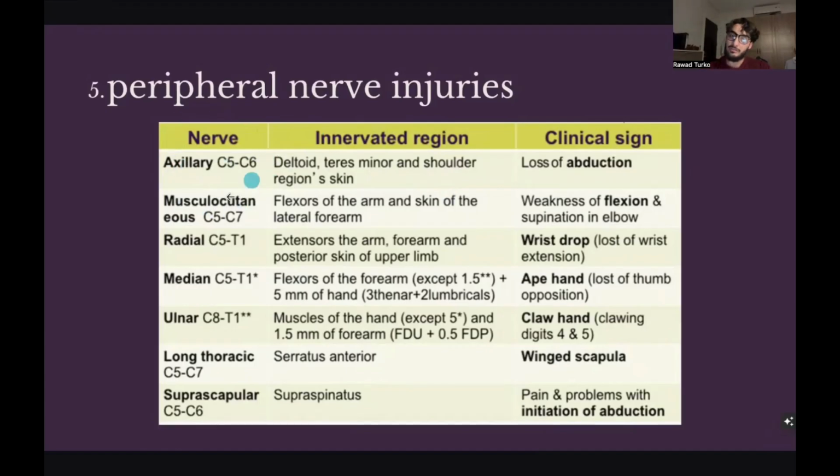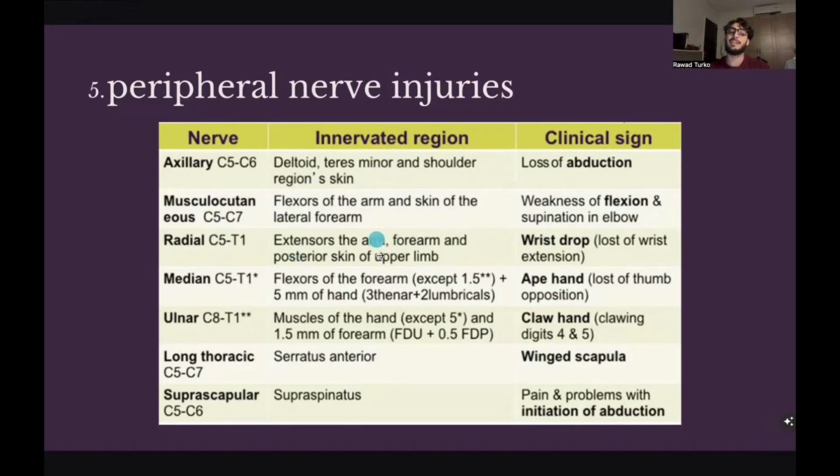So the axillary nerve, which is coming out of C5, C6, we know that it innervates the deltoid. This is the main thing, the deltoid. So the clinical sign with an axillary nerve palsy would be loss of abduction, because that's what your deltoids are in charge of, abduction of the arm. Okay. Musculocutaneous supplies the flexors of the arm, specifically the biceps brachii. So it's going to be weakness of flexion and supination at the elbow. You're unable to flex the elbow and unable to supinate.